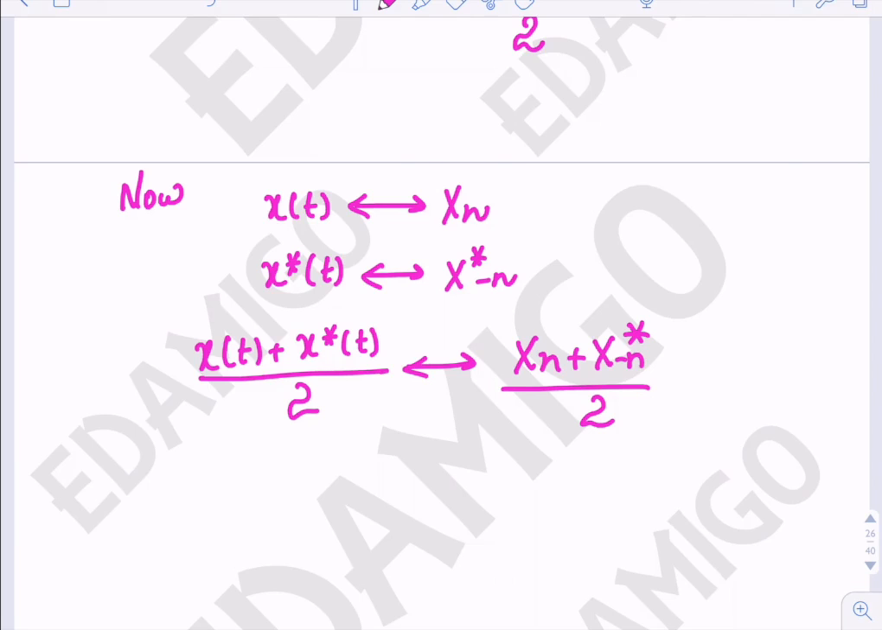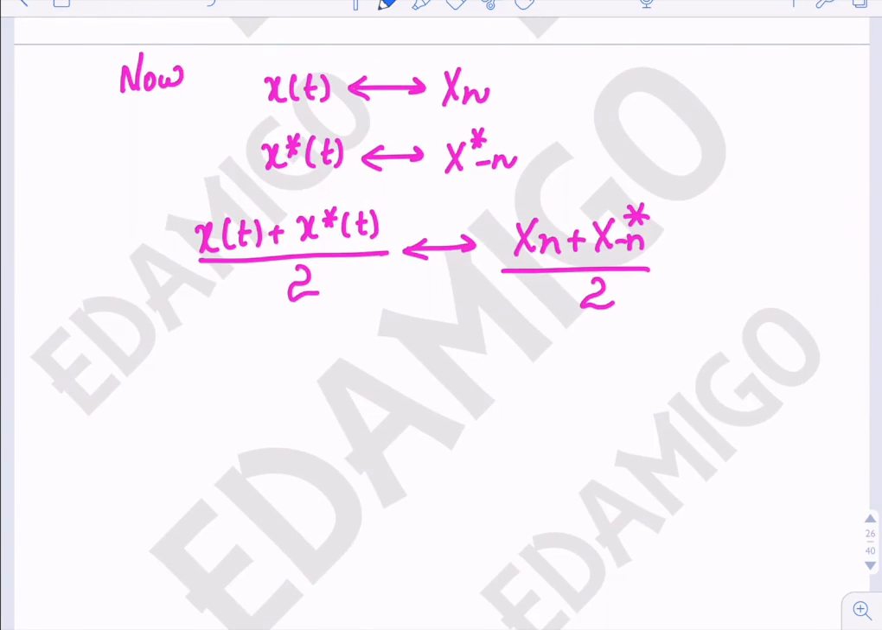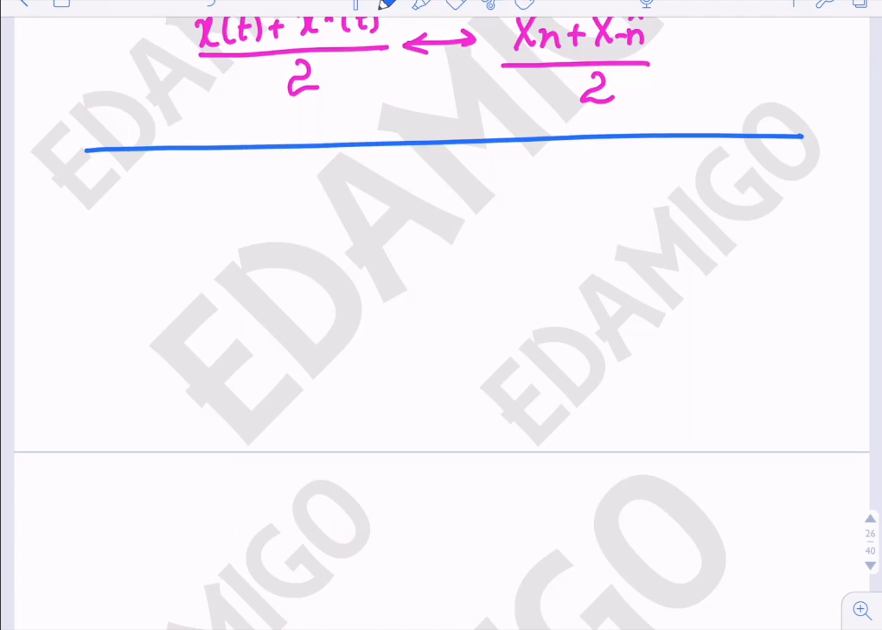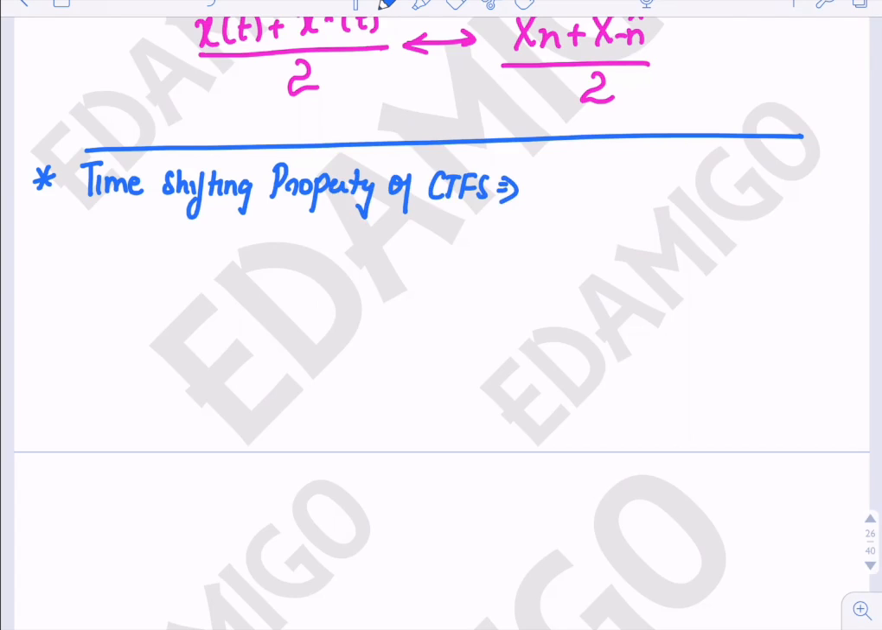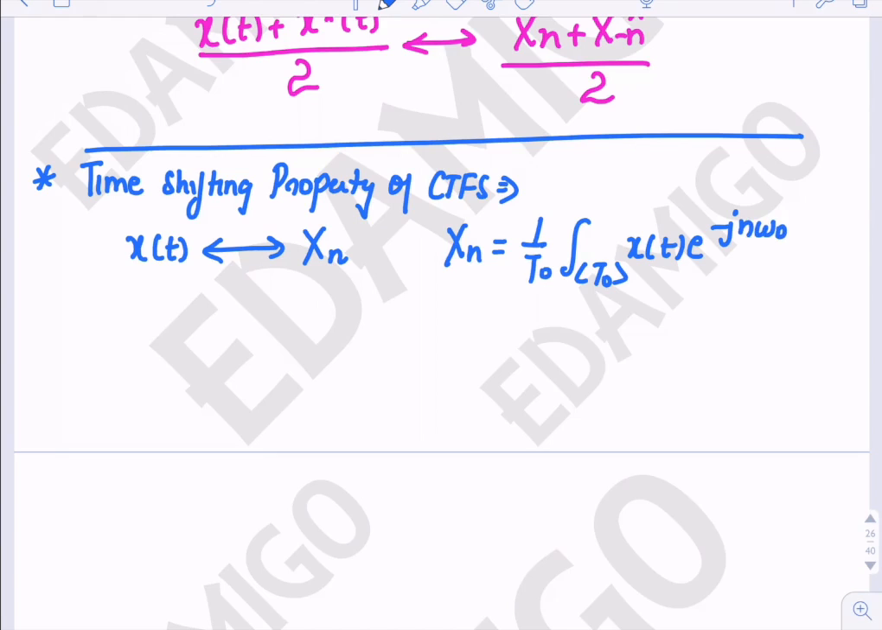Now let's move to the next part. Let me explain the properties, or the proof of the properties, that I'm using. Let us see the time shifting property of the continuous time Fourier series. If x(t) has time period T naught and the Fourier series coefficients are x_n, then we know the formula: x_n is equal to 1 upon the time period, integration over the time period of x(t) e to the power minus j n omega naught t dt.